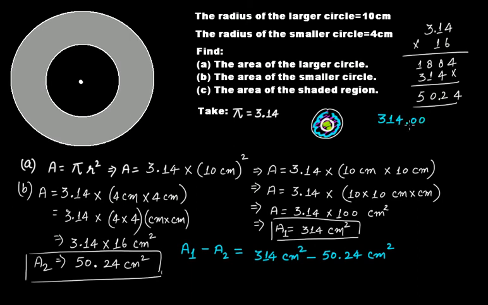So 314.00 minus 50.24, and if you subtract it, this becomes 263.76 centimeter square. Okay, let's move to the next problem.